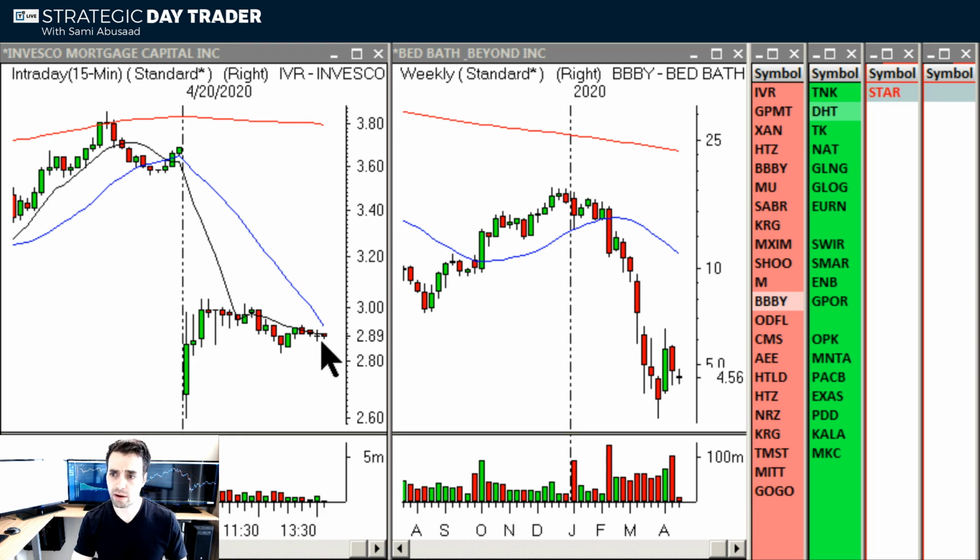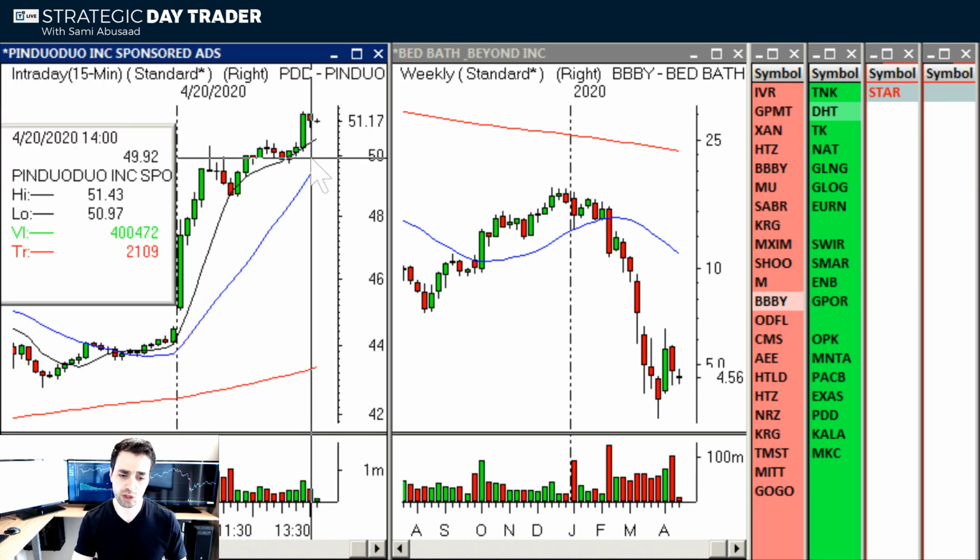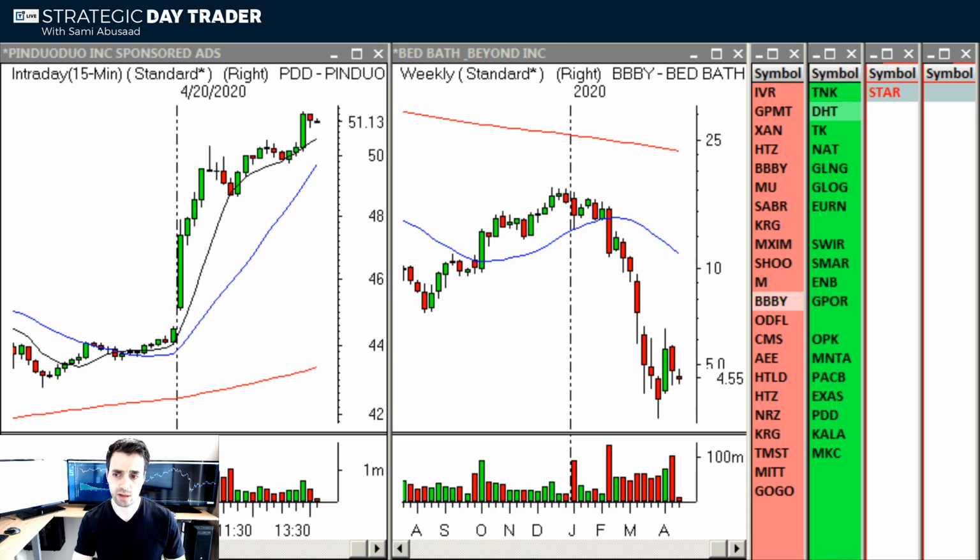On the IVR is an idea short. PDD could short right here under that red bar's low, under 50.97 on the PDD as a short. Market weakening a little bit, but again, we can't read too much into it because it's still a sideways base inside of a larger uptrend. Let me look at the shippers here, see if they're any good at all.